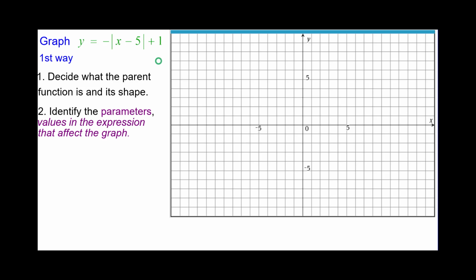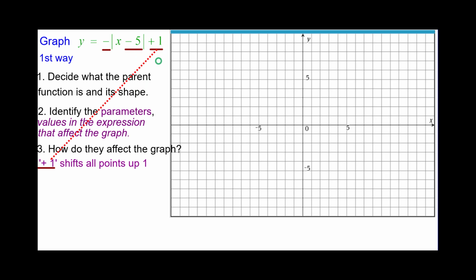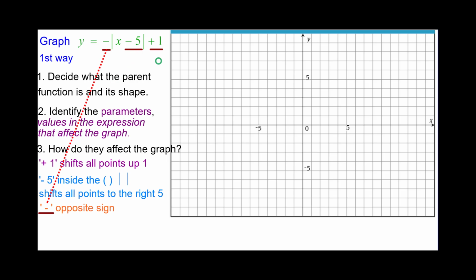Identify the parameters, and by that we mean the values in the expression that affect the graph. And there are 3 different parameters here. How do they affect the graph? Well, the plus 1 shifts all points up 1. The minus 5 inside the absolute value function shifts all points to the right 5. And the opposite sign reflects the curve about the horizontal line through the vertex. It also takes the opposite of each of the y values.